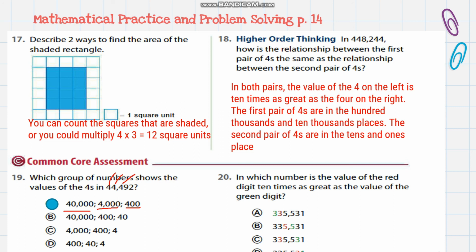Last question. In which number is the value of the red digit 10 times as great as the value of the green digit? So the answer is letter B. Why? Because the red digit is 10 times as great as the value of the green digit. Letter A is not. Why? Because in this one, the green digit is 10 times as great as the value of the red digit. So it's not. So the correct answer is letter B.